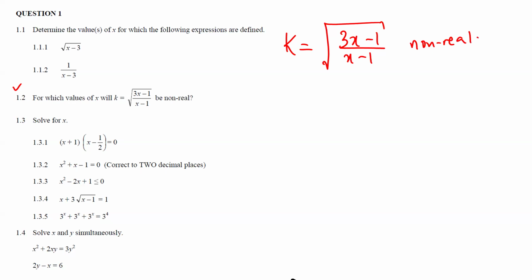People are sleeping. What do we do here? If we say non-real, we must solve for x when this is non-real. Non-real means what? No one knows. People have forgotten.